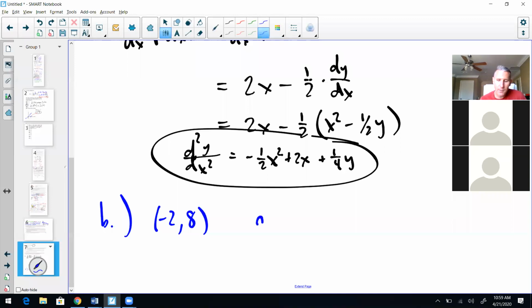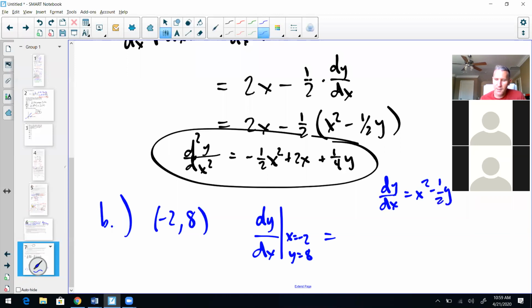So let's find dy dx evaluated when x equals -2 and y equals 8. Remember, dy dx was equal to x squared minus 1/2 y. So this ends up being -2 squared minus 1/2 times 8, which is 4 minus 4, which is 0. So here I have that the first derivative is equal to 0 there. That's a good start, but by no means do we know that the function has a local max or local min there. But now we have the second derivative.